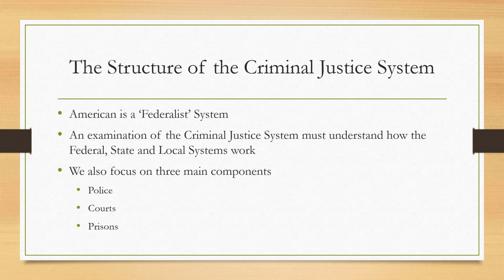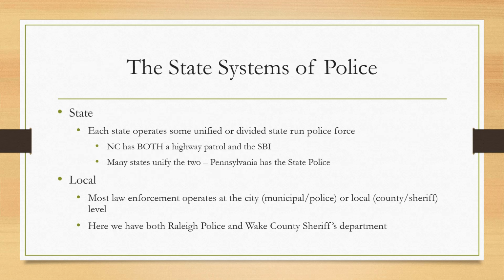The structure of the criminal justice system, remember, we're a federalist system, and that means that we've got both the state and the feds. We have, again, those three components, the police, the courts, and the prisons. The state system of police, you've got, for example, in North Carolina, this is one of those examples where we're going to see some specific North Carolina information. We have split our state police into two groups, the Highway Patrol and the SBI. Now, there's a few other ones, but it's what's called a bifurcated system. Some states have unified them.